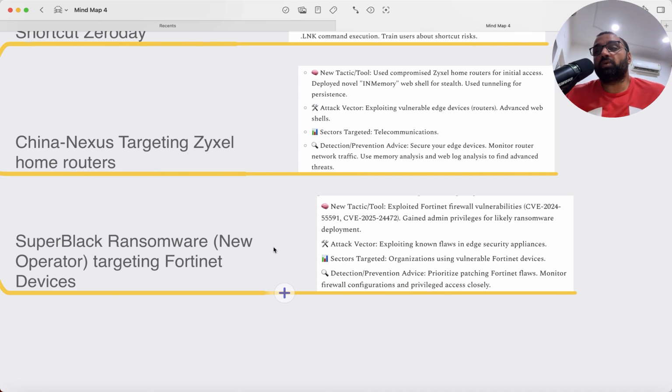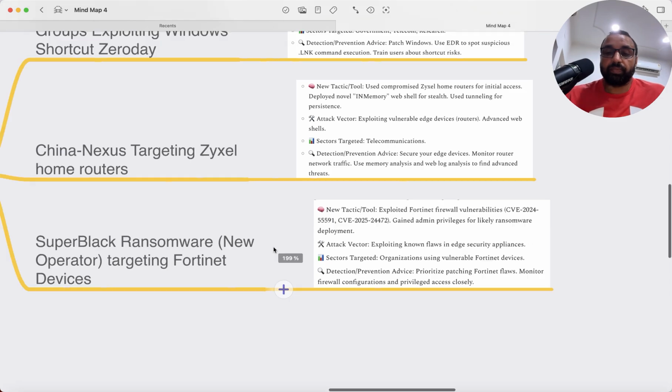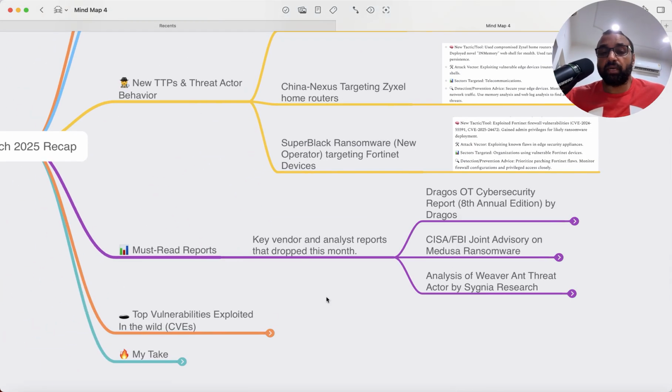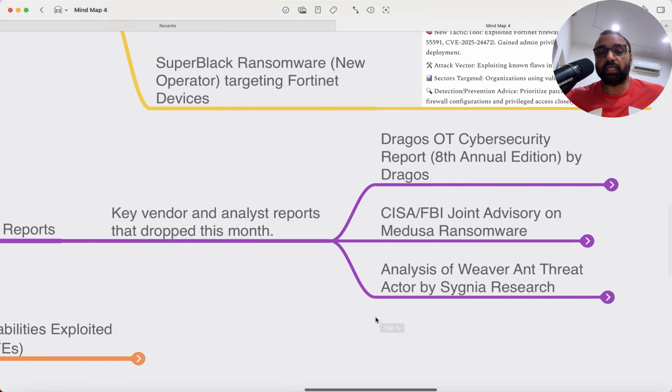And if you're using that software, make sure it's patched. Okay, and of course you should monitor. In terms of the must-read reports, which is the next section, these are very interesting reports that I found.